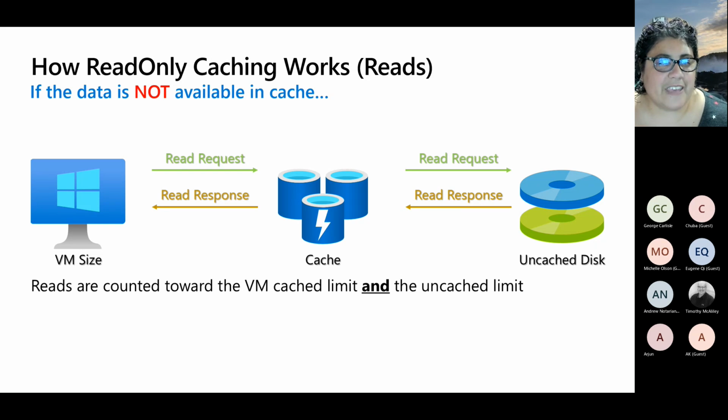Okay, so if the data is not in the cache, the VM sends a request, hits the cache, goes out to the disk, and then comes back and returns your data with the response. So in this case, this read would be counted towards both the VM cached limit and the uncached limit, because you went to both. You hit the cache and you went to the remote. So this would be a read request that would come out of both your cached and your uncached limit.